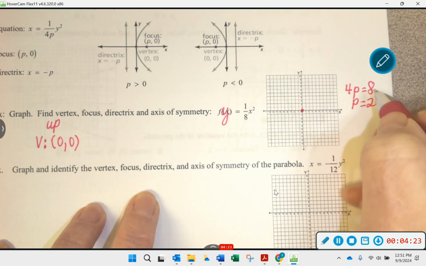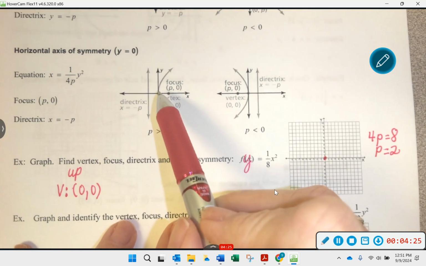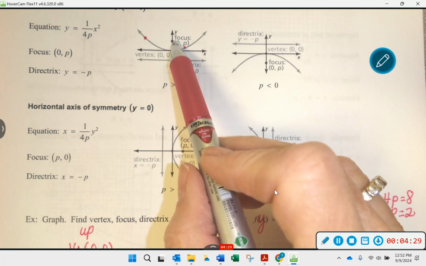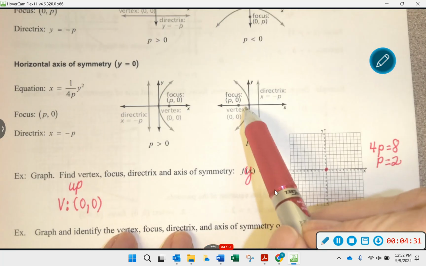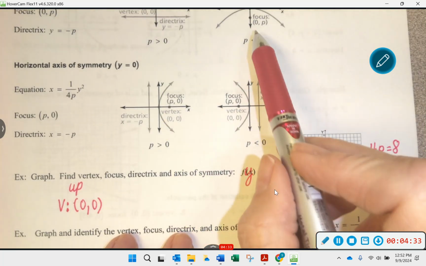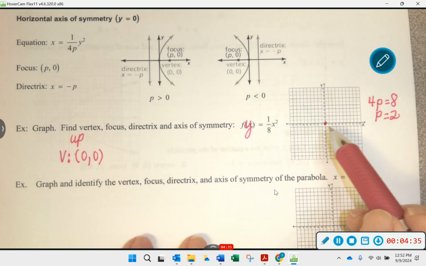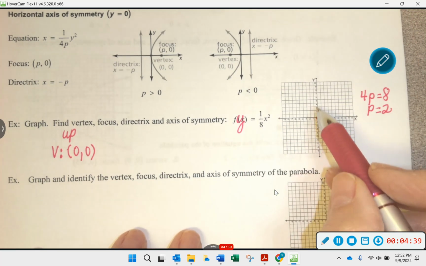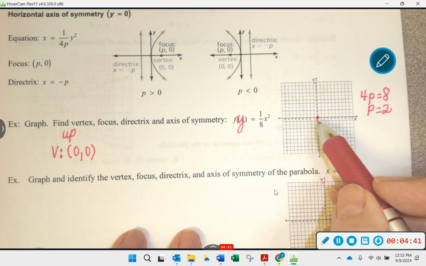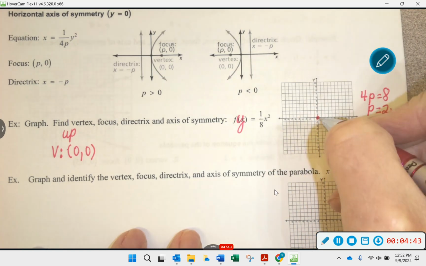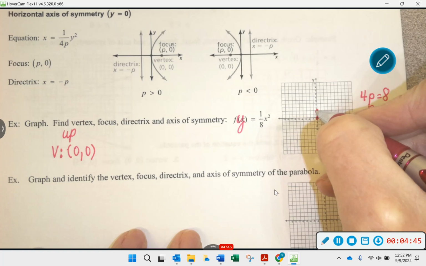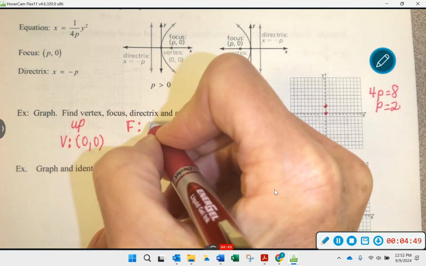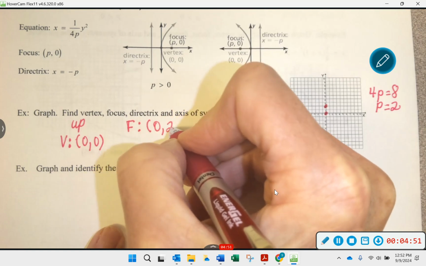2. Now, looking back here, do you see how this focus is always inside the parabola? The focus is always inside the parabola. So if this is going to open up, then where's the focus going to go? Up, down, left, or right? Up. So I have to go up 2 units. So the focus here, we'll call that F, is going to be 0, 2.